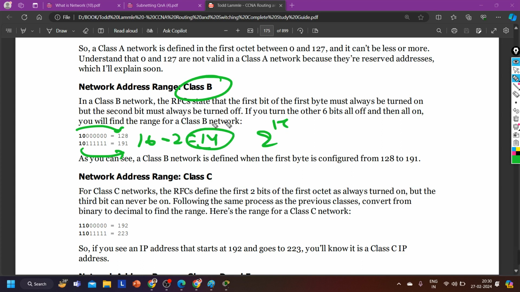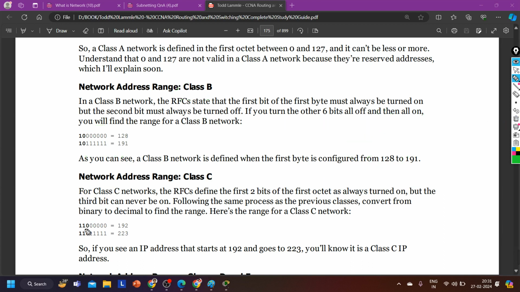So when Cisco asks how many networks you can design from Class B, option A may be 2 to the power 16, and most people say this is the right answer. But this one is wrong. 2 to the power 14 is the right answer.